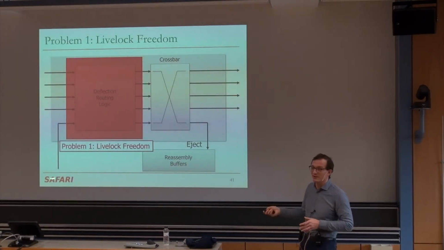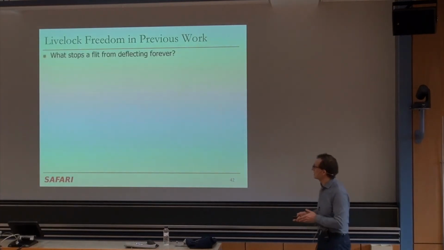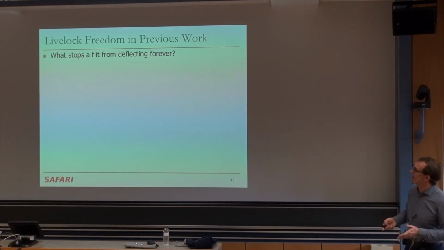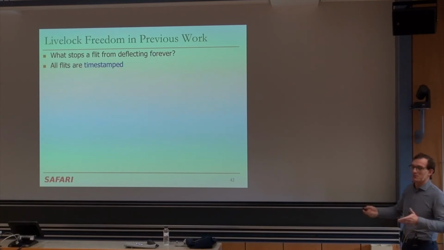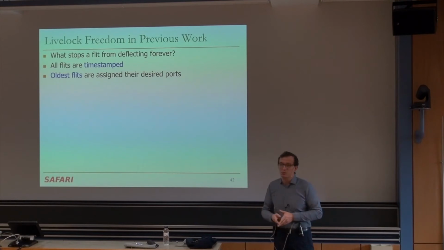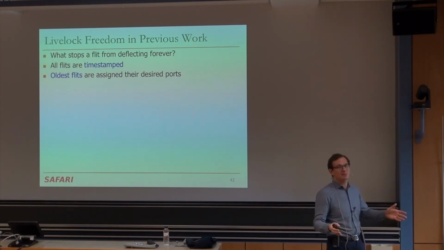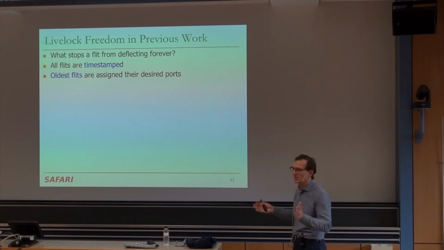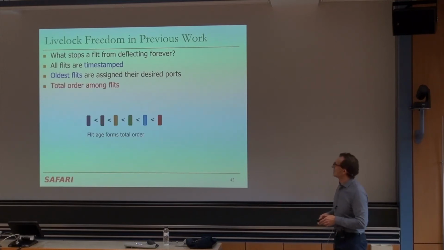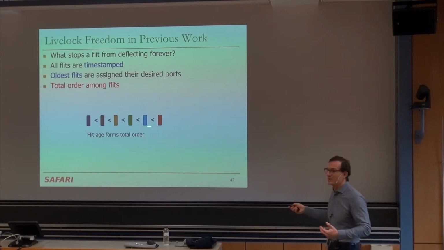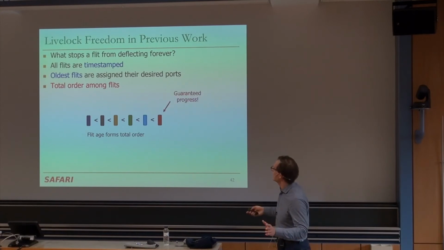The first one, how do you provide livelock freedom? It's essentially algorithms. The first question is, what stops a flit from deflecting forever? Right. You can timestamp all the flits. All the flits are assigned their desired ports. Of course, if 2 flits have the same timestamp, you need to have a tiebreaker. It could be the node number that's injecting it, for example. So essentially, this leads to a total ordering among the flits, right? And this total order, as long as it's obeyed by all of the routers, that's great.